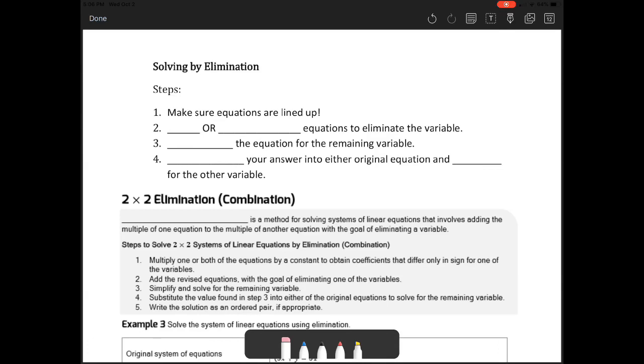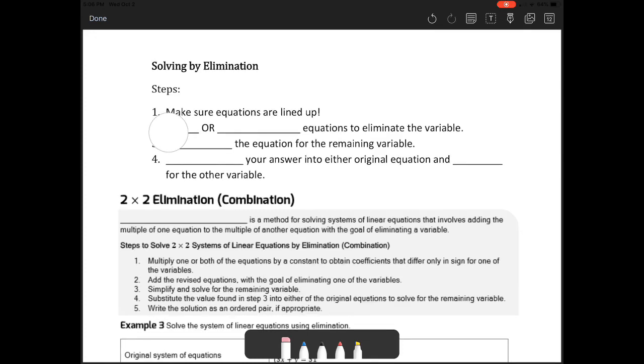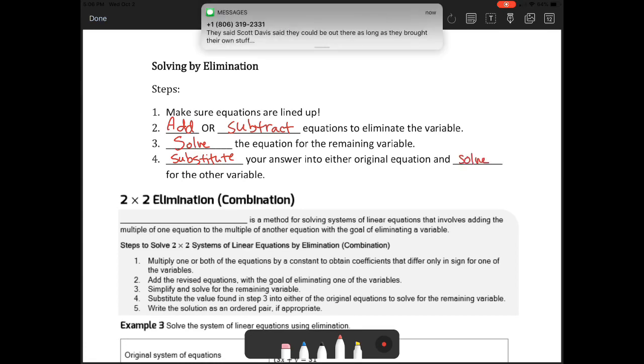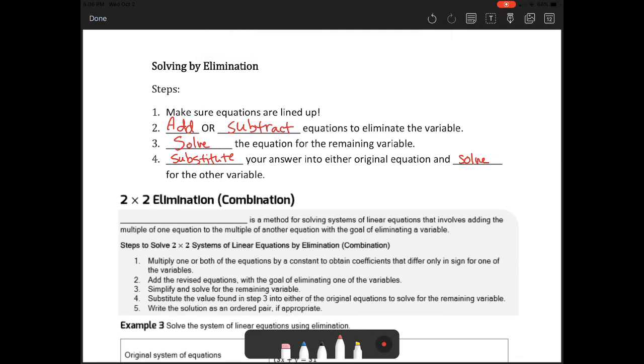So our first steps are to make sure equations are lined up. Then we're going to add or subtract equations to eliminate the variable. After that, we're going to solve the equation for the remaining variable. And then we're going to substitute your answer into either equation and solve for the other variable. So these sound really similar to your substitution methods. So that's okay.